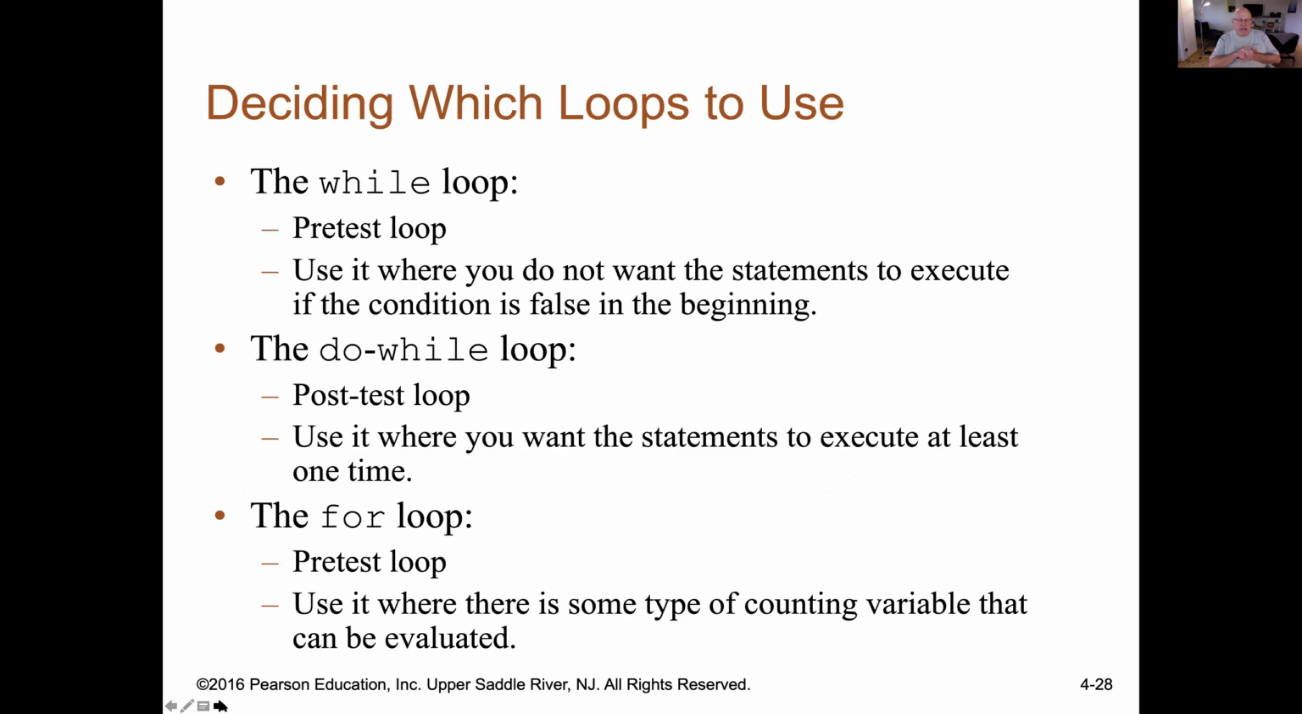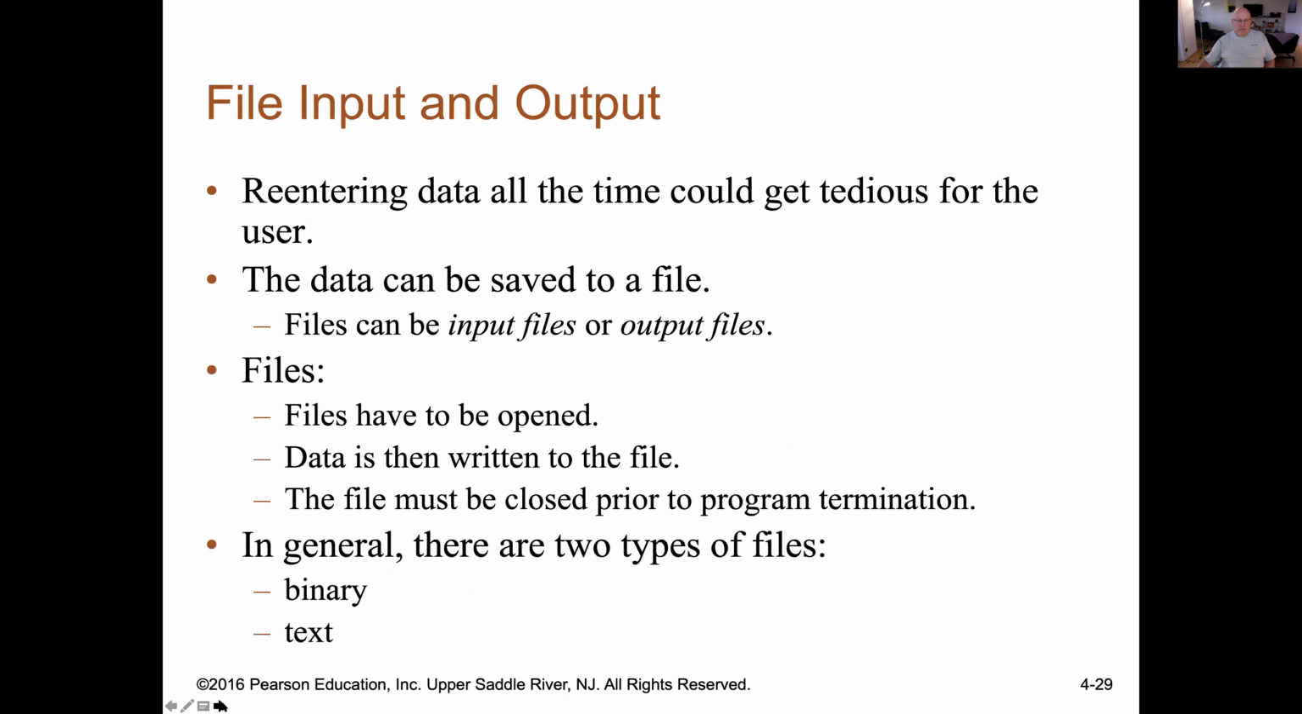But how do you decide which loop to use? The while loop is a pretest loop; use it where you do not want the statements to execute if the condition is false in the beginning. The do while loop is a post-test loop; use it where you want the statements to execute at least one time. And the for loop is a pretest loop; use it where there is some type of counting variable that can be calculated.